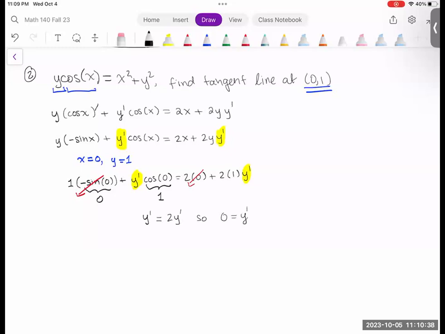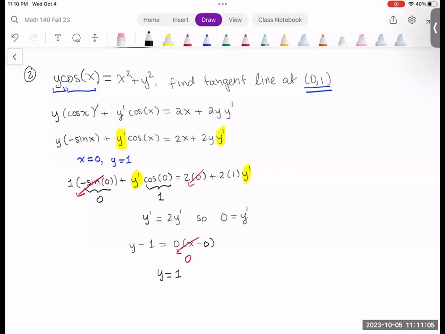And so now if we want to build our tangent line at (0, 1), we have y minus the y value is equal to 0 times x minus the x value, which was 0. And this term gives us just 0. So y equals 1.